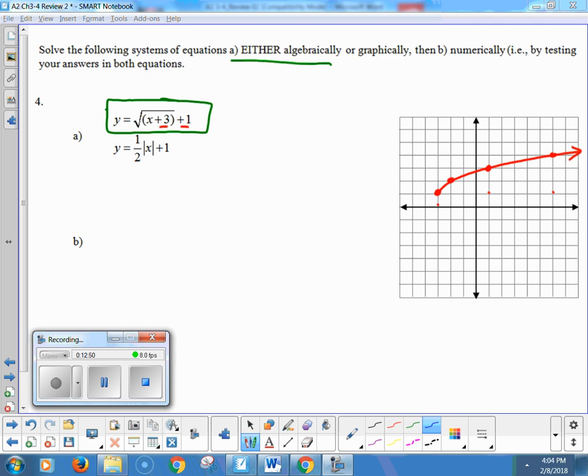And if I take a look at what is in the red box here, that is an absolute value, and it is just shifted up 1 unit. So let's shift it up 1 unit. There's my locator point, and it's got a slope of 1/2. So rise 1, run 2. Rise 1, run 2.